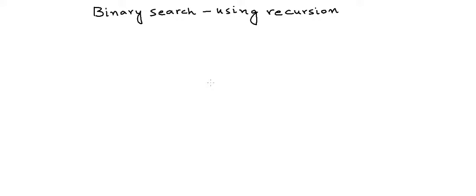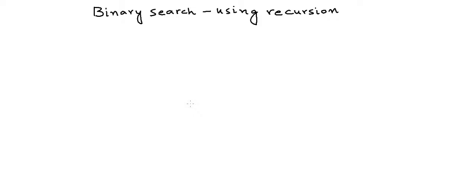In our previous lesson, we learned about binary search and we also implemented it, but we implemented an iterative version of binary search in which we used a loop to write our program. Now in this lesson, we will write binary search using recursion.